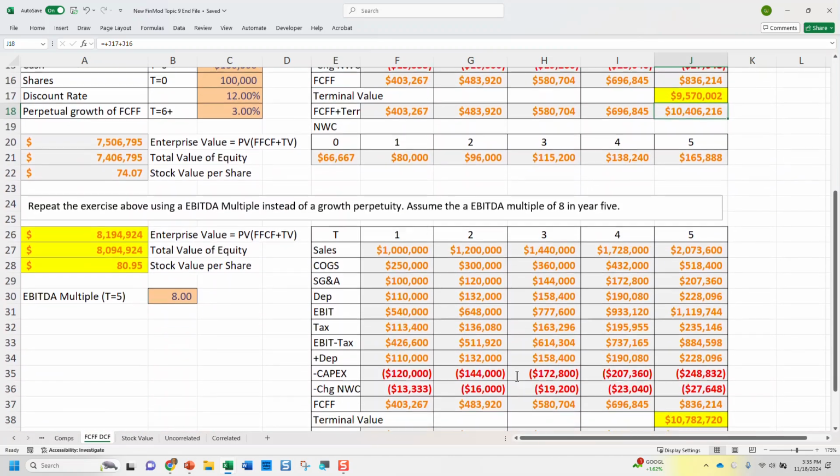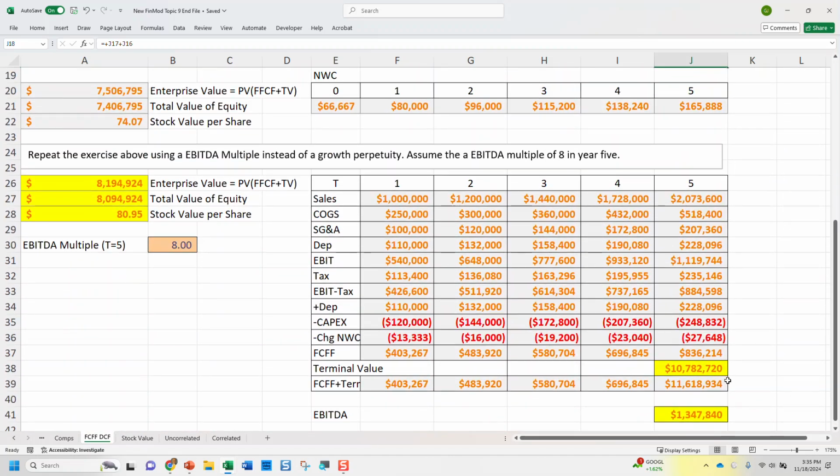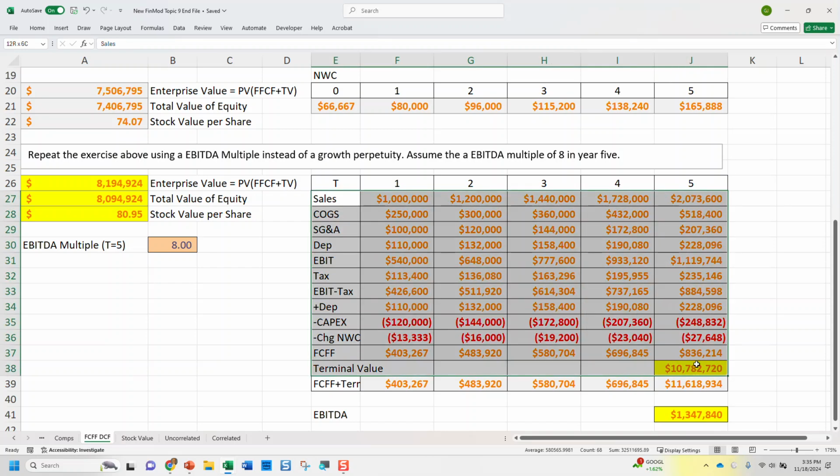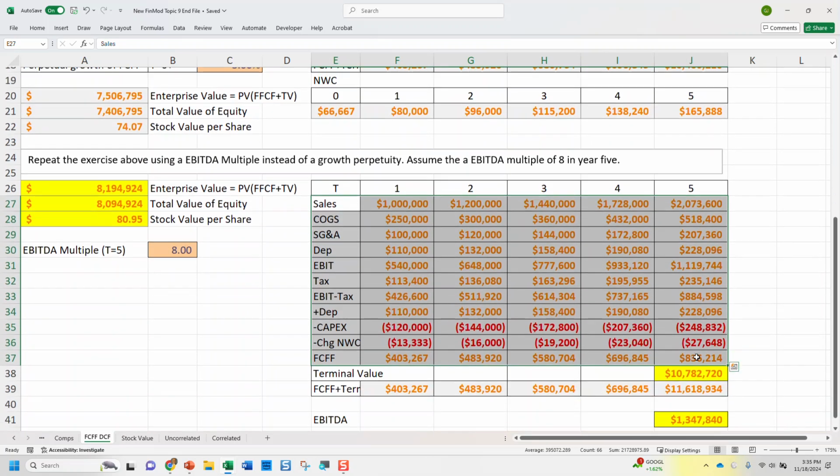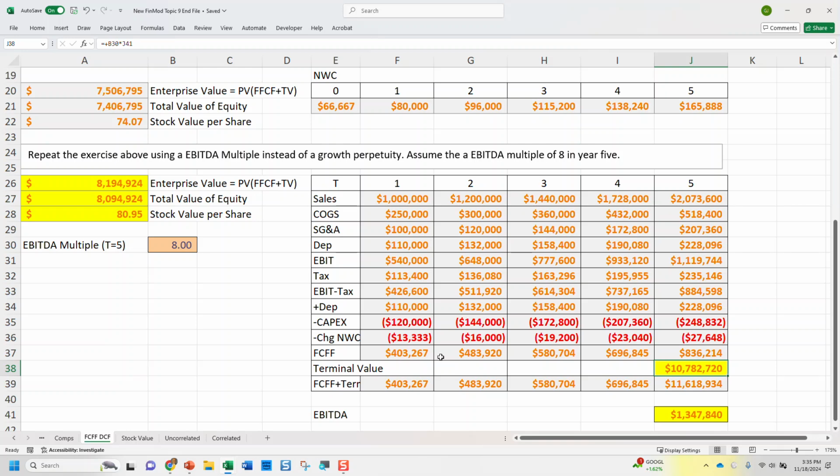So what I did here is a slightly different model. All these numbers are exactly the same as above, you can verify that. But here I assume that in year 5, you've estimated that the firm is worth 8 times EBITDA. So what I did is I calculated EBITDA in year 5, sales minus COGS minus SG&A, but I didn't take out depreciation because that's EBITDA. And I assumed that the firm's worth 8 times EBITDA. So I just put that in the valuation.